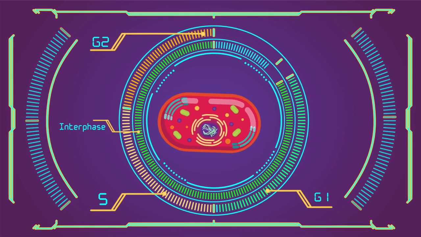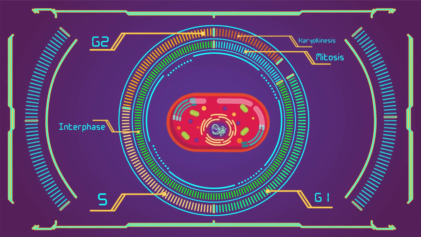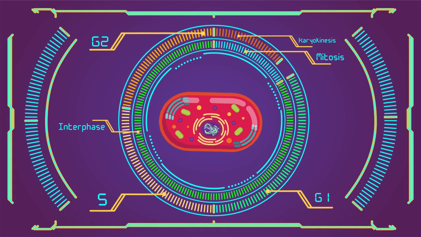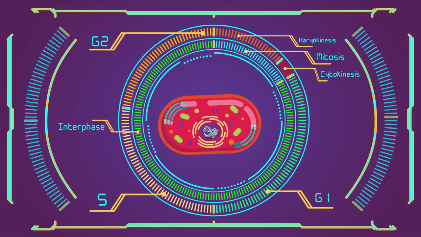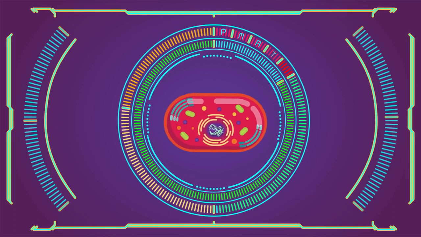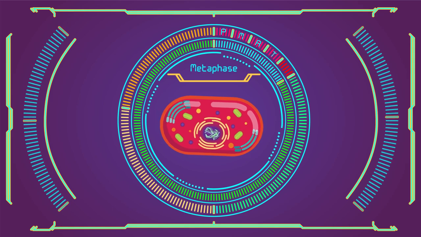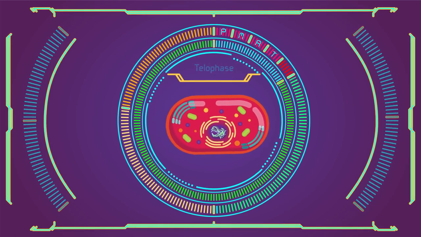After this phase comes mitosis, which is further divided into karyokinesis, division of nucleus, and cytokinesis, division of cytoplasm. Karyokinesis involves the four basic steps of mitosis that are prophase, metaphase, anaphase, telophase.